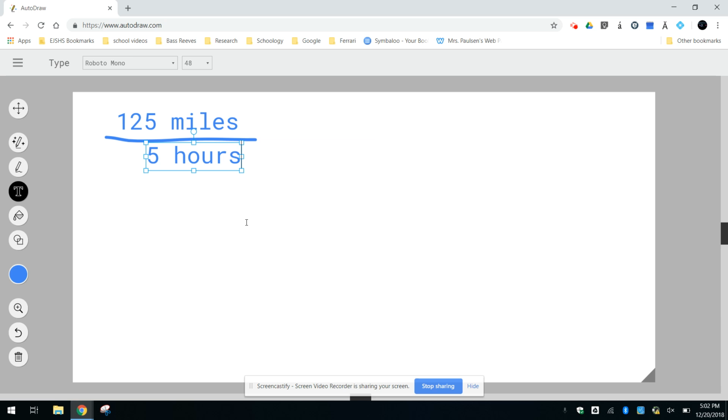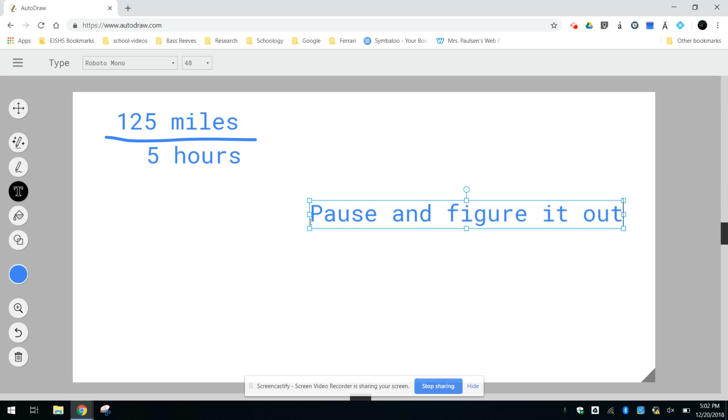We're going to stop here. We're going to look at this amazing monument. So yes, a tour bus travels 125 miles in 5 hours on the tour. Find the average speed of the trip. I'll pause and figure it out.